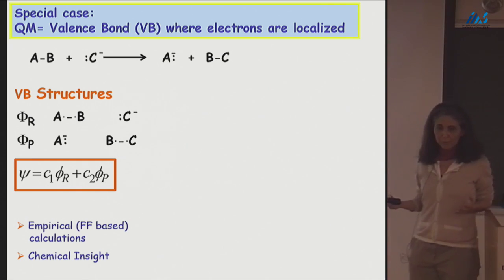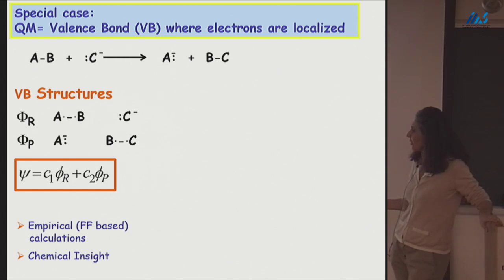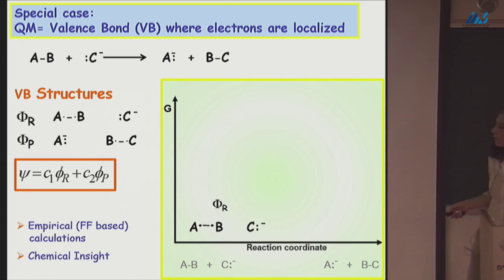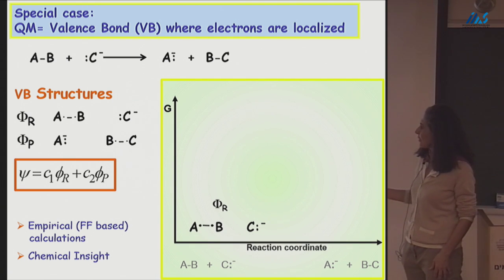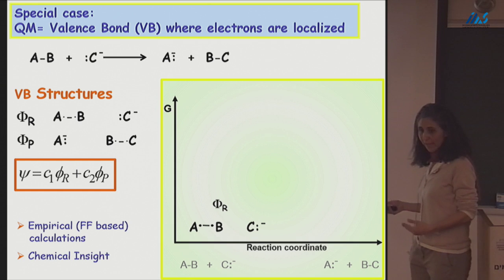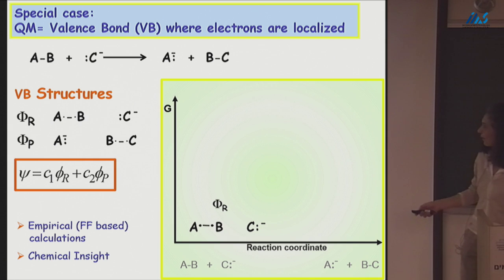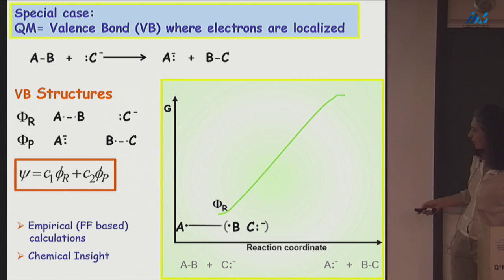Now, according to quantum mechanics, the overall wave function is a linear combination of these two states. Now, what we want to look at is how each one of these states behaves along the reaction coordinate. So this is the reaction coordinate. B approaches C and gets away from A. Now, if we look at the reactant valence bond state, when we go along the reaction coordinate, we lose the AB bond. B is getting closer to C. We have a 3-electron repulsion, and therefore the energy goes up.